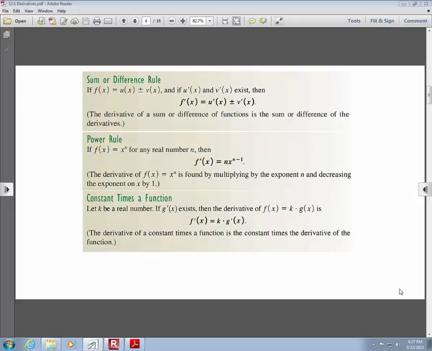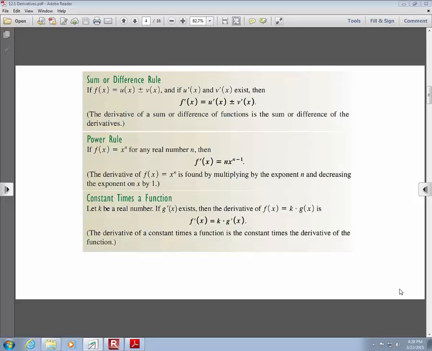Okay, now constant times a function. All this is saying is, okay, let's say I have f prime of x is equal to 3x squared, right? Well, here's my constant. My constant is that, right? So when I take the derivative using the power rule, what am I going to do? I'm going to multiply the 2 times the constant, right? Excuse me, I'm not taking the derivative here. F prime of x. I multiply the exponent times the constant.